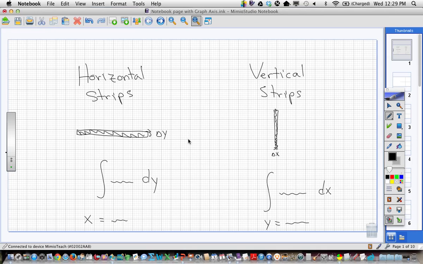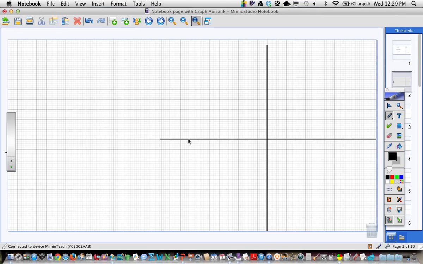But the new part that we discovered yesterday is we could also divide the region into horizontal strips. Well, if you add up horizontal strips, their width is delta y, which means the integral will be a dy, which means it's in terms of y, which means you want to describe your equations as x equals, the inverse situation. So you want to solve for x and get them in terms of y. So we've got to keep those two things straight, all right? That's first and foremost.